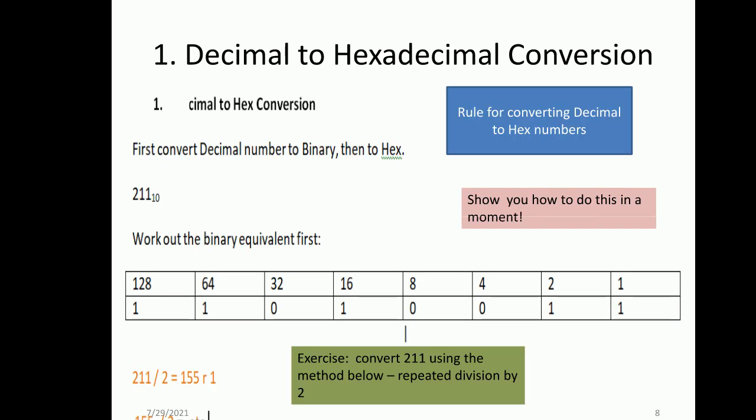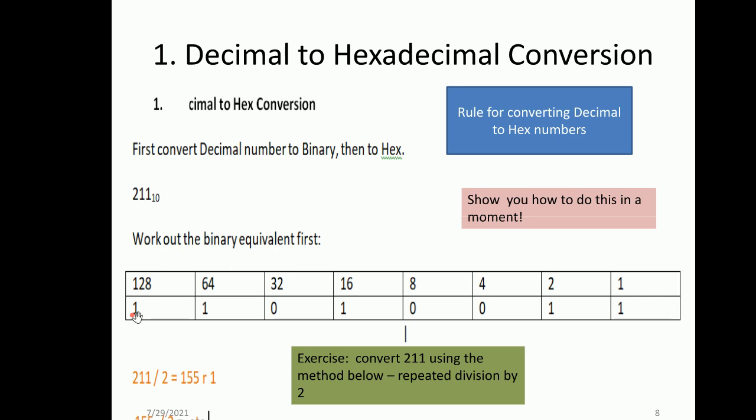So what about decimal to hexadecimal conversion? I'm sorry, I've missed out the letters D and E here. So, decimal to hexadecimal conversion. I'm giving you a rule for conversion, and it's an effective rule. We're going from decimal to hexadecimal. What we first of all do is to work out the binary equivalent of the decimal number.